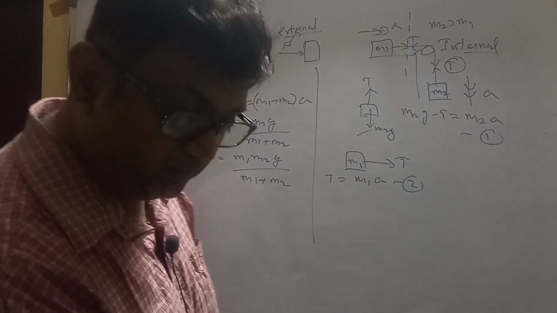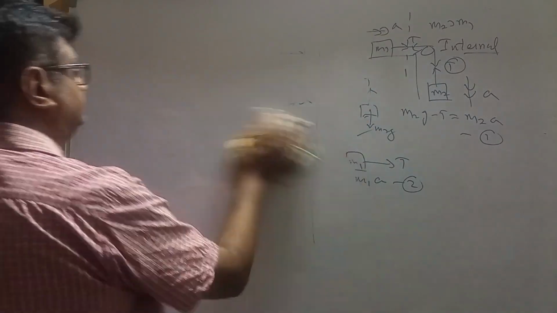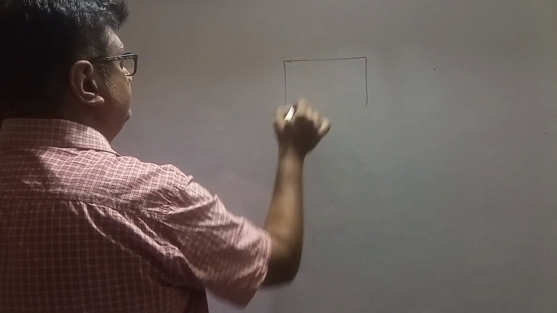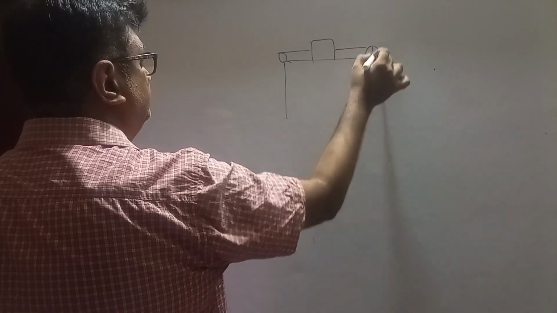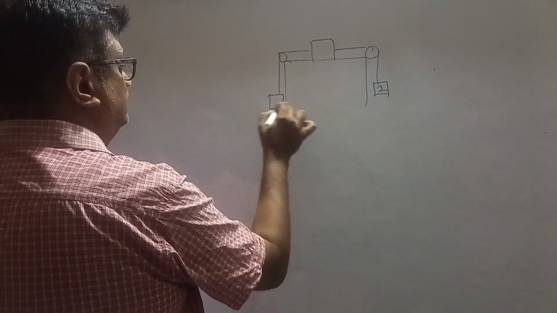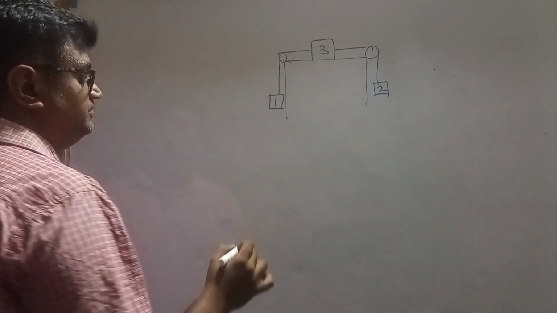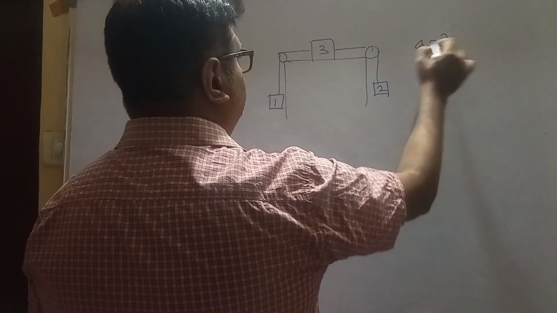So let us see one small problem in this type of problems. A system is given like this. There is a mass here and one pulley is kept and another pulley is kept. There is a mass here of 2 kg, a mass here of 1 kg, and this is 3 kg. And you have to find out the acceleration of the system.